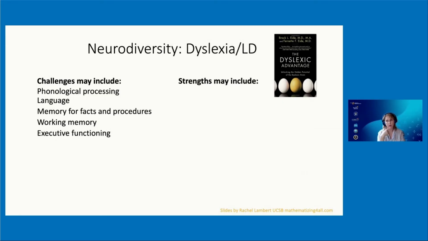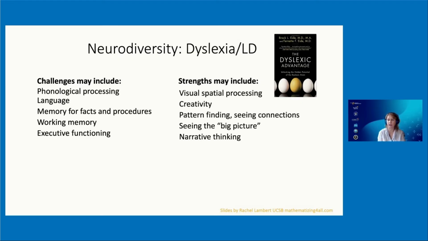This book, which I give you the link to, is of clinicians who've worked with adults with dyslexia for many years and talking about the research on strengths. Now, we know a lot more from research about what challenges people have versus their strengths. For some reason, we invest a lot more money in challenges versus strengths, but we do know something about strengths. People with dyslexia have strengths in visual spatial processing, often three-dimensional visual spatial processing, creativity, pattern finding, seeing connections, seeing the big picture, and narrative thinking.